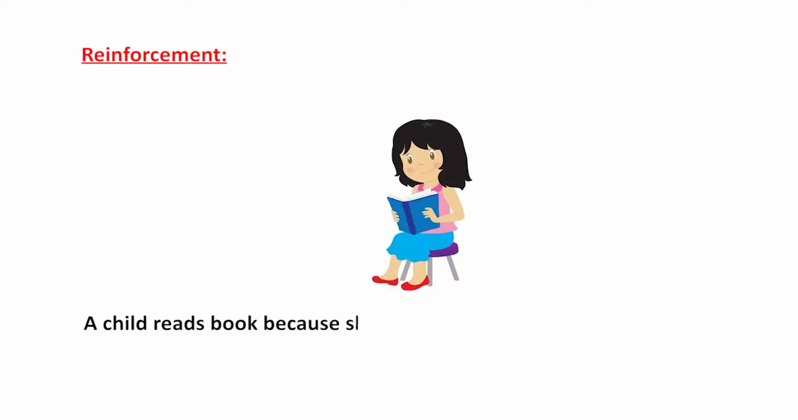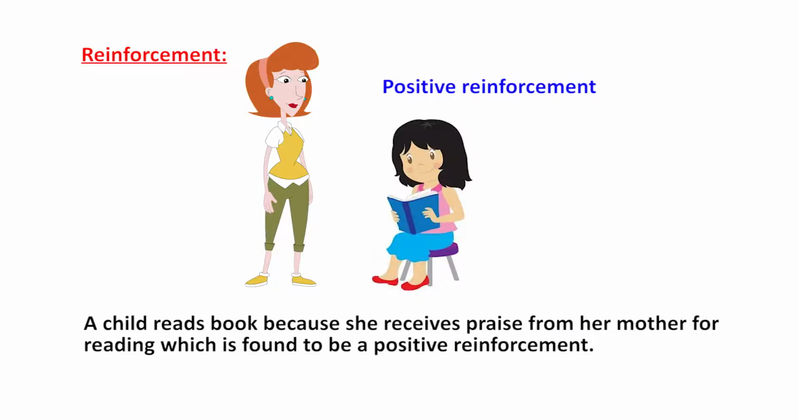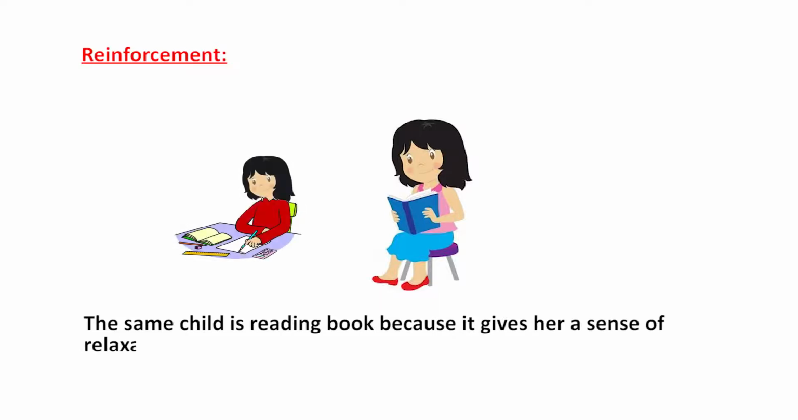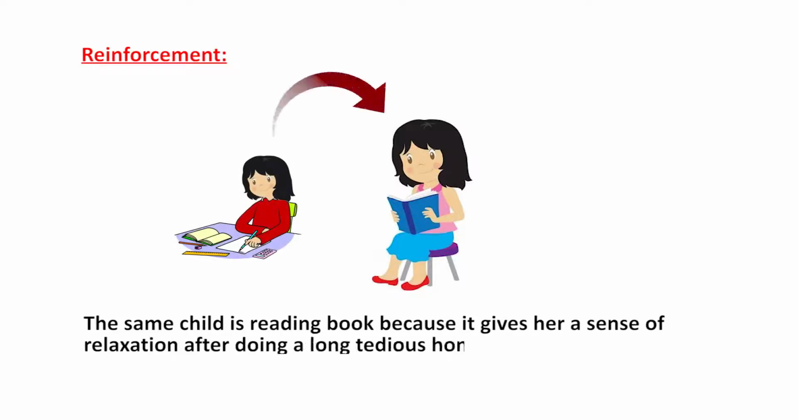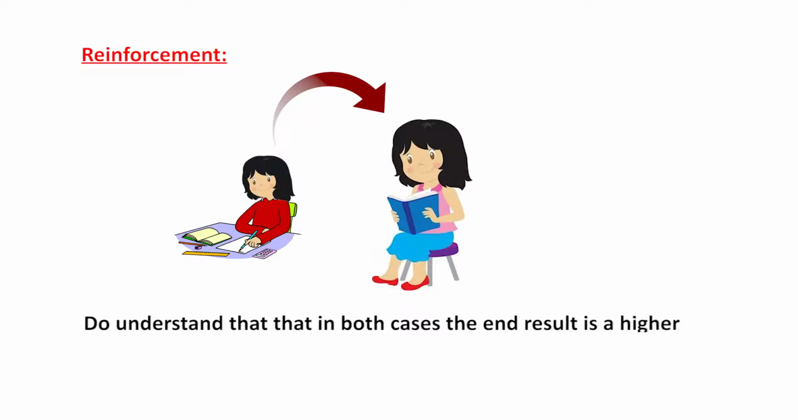An example for reinforcement is illustrated to you. Watch it. A child reads a book because she receives praise from a mother for reading, which is found to be a positive reinforcement. Now again, watch the illustration. The same child is reading a book because it gives her a sense of relaxation after doing a long, tedious homework, which is a negative reinforcement.